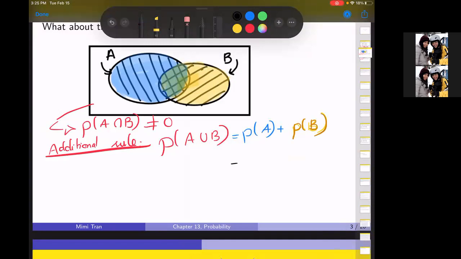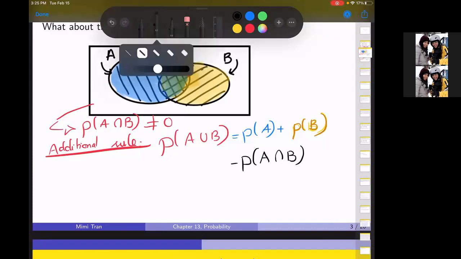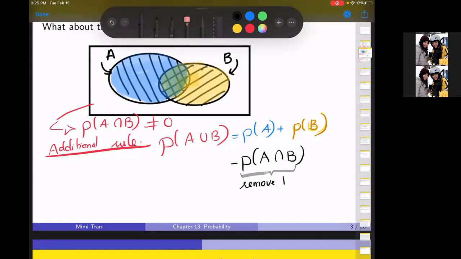Well, I subtract P of... well, what is that middle thing called? What's that middle intersection? P of... that's A and B, right? That's A and B. So I'm going to subtract P of A and B. Why? Because I want to remove the double count. So the reason you do this is you remove the double counting.